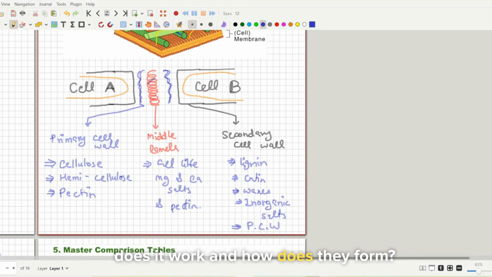So how does it work and how do they form? If you talk about how they are formed, then the first layer that is formed is middle lamella, and then primary cell wall is formed. Primary cell wall, you can say, is the true wall, and it is formed next, and then secondary cell wall is formed. Secondary cell wall is formed from the primary cell wall. That's why it contains molecules from the primary cell wall. So these were the layers of cell walls. The first is middle lamella, then the inner layer is primary cell wall, and the innermost layer is secondary cell wall. And then inside the cell wall is actually the plasma membrane.